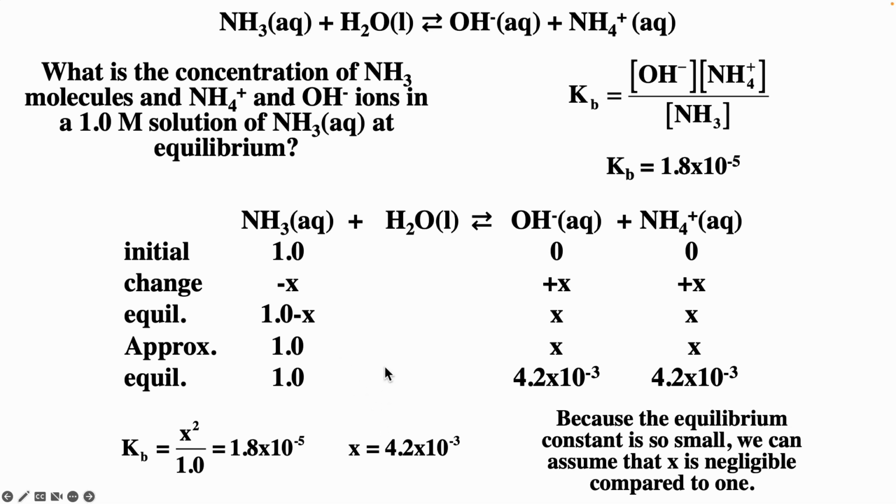And so in a bottle labeled 1 molar ammonia, we'd have basically 1 molar ammonia, and we'd have 4.2 times 10 to the minus 3 molar hydroxide ion and ammonium ion.